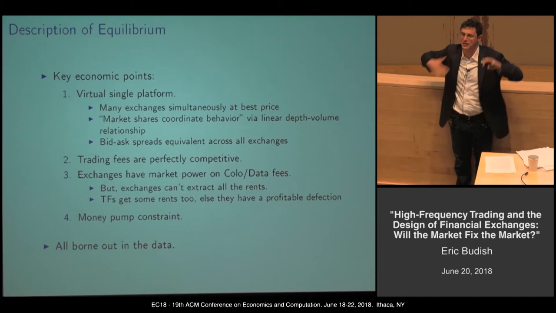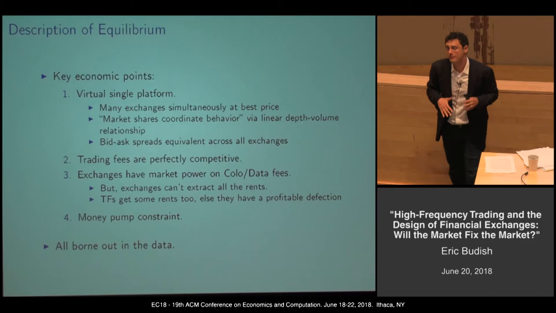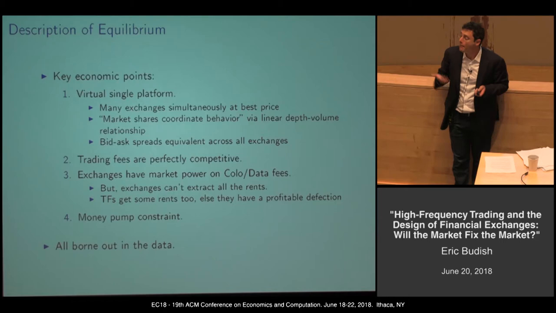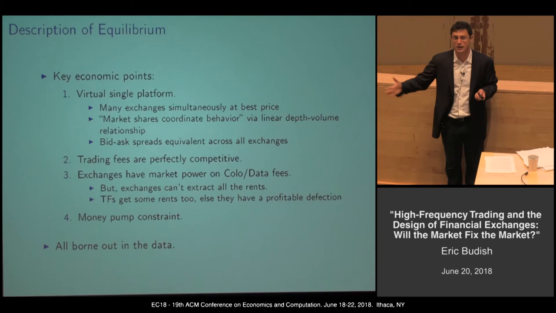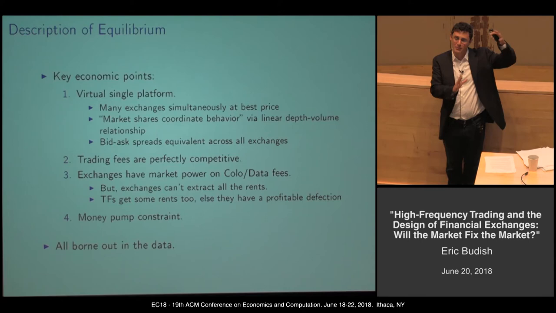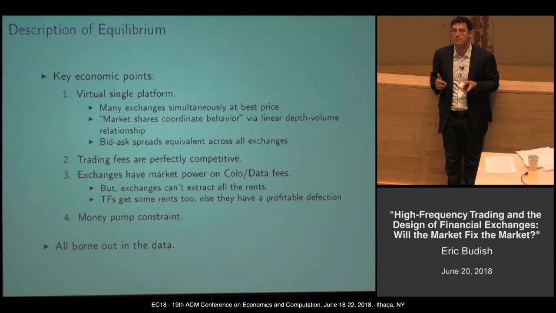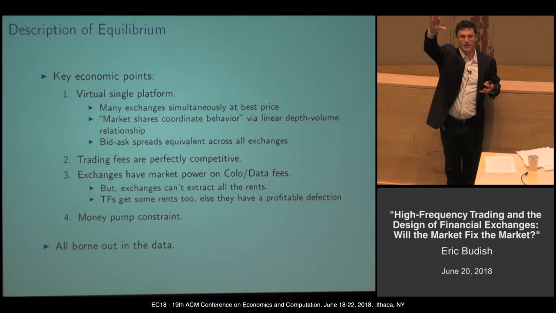Given that frictionless search, trading fees get competed down to the competitive level, which is essentially zero. But exchanges have market power on the sale of co-location and data. Only NASDAQ can sell NASDAQ-specific co-location, the right to put your computers next to NASDAQ's computer. So what our equilibrium highlights is that exchanges aren't able to make a lot of money from the little f business, trading fees. They are able to make economic profits from the big F business. You might think, well, if the big F business is so good, why don't they cut little f even further to get more market share and hence more revenue from co-location?